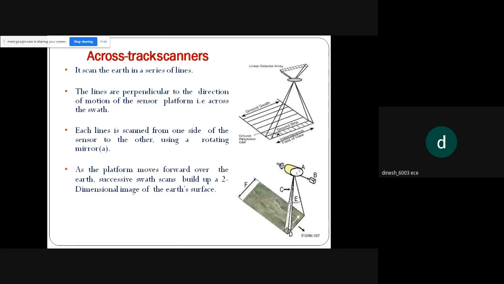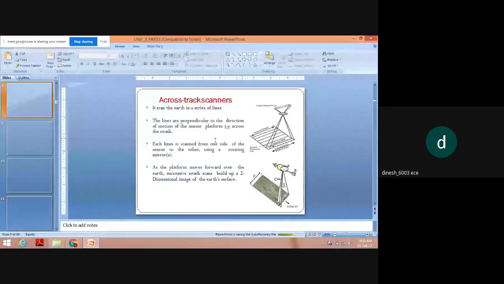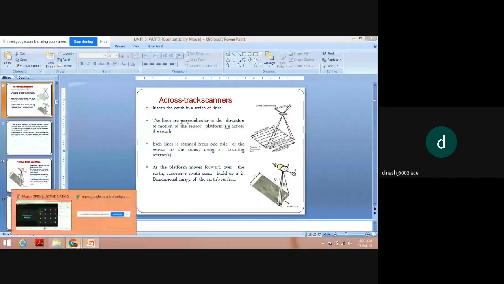So any queries about this across track scanners, you can type in the chat box. Then I'll proceed to the next scanner, which is along track.